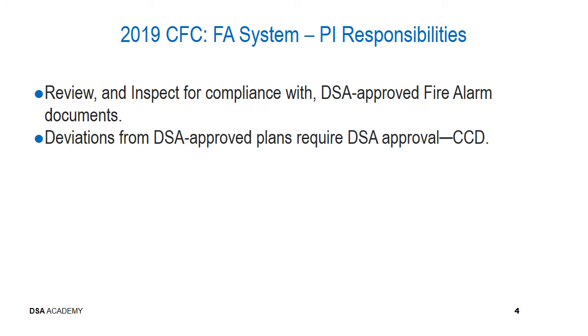Review and inspect for compliance with DSA-approved fire alarm documents. Deviations from the approved plans do require an approval through the CCD process. The PI is responsible for being familiar with the approved fire alarm documents. They should possess a library of code reference materials, especially the 2016 edition of NFPA 72, as a reference in following along for inspections and installation.